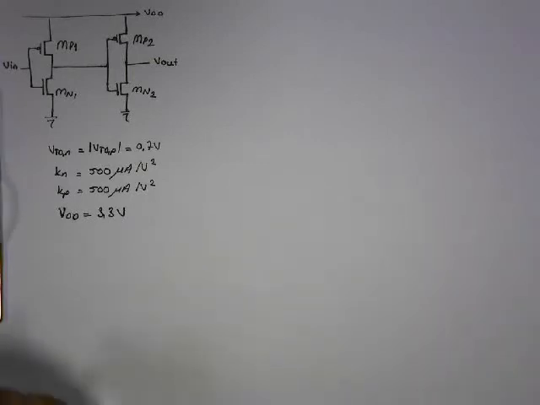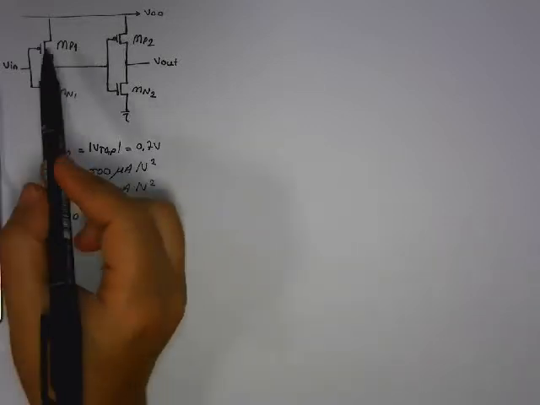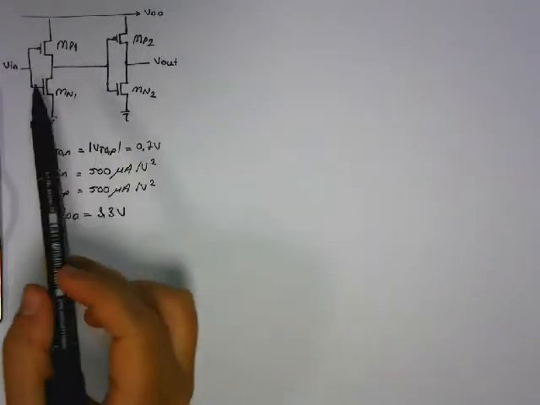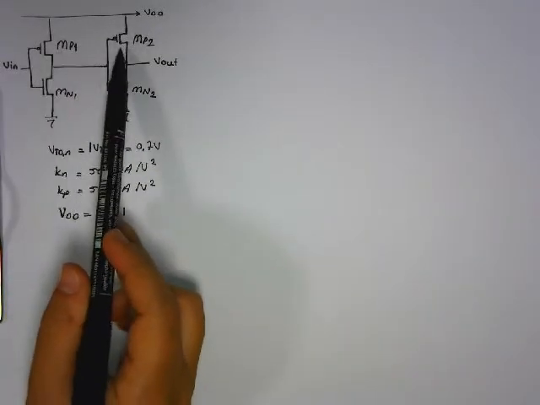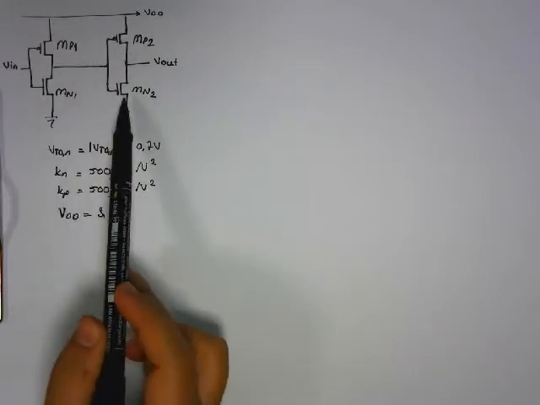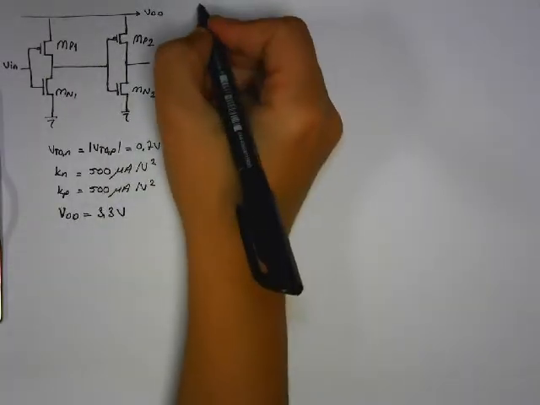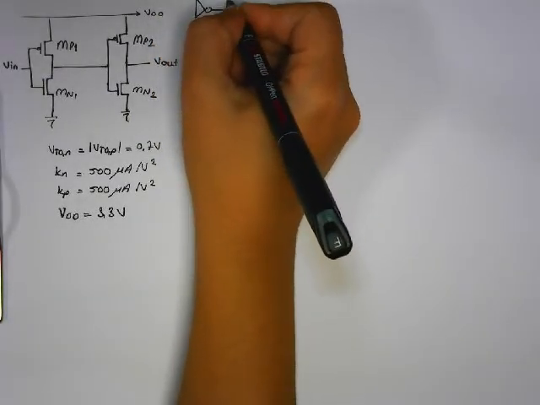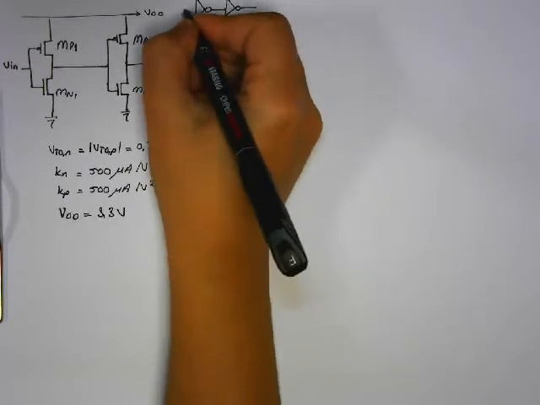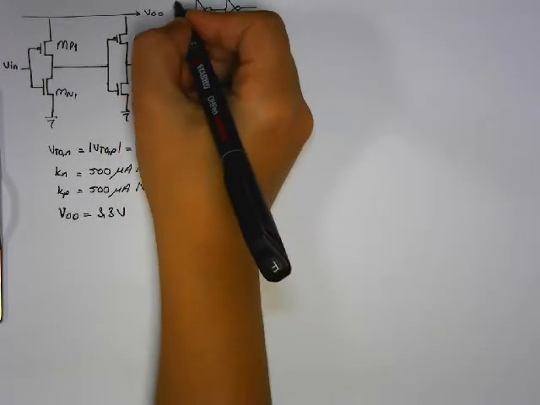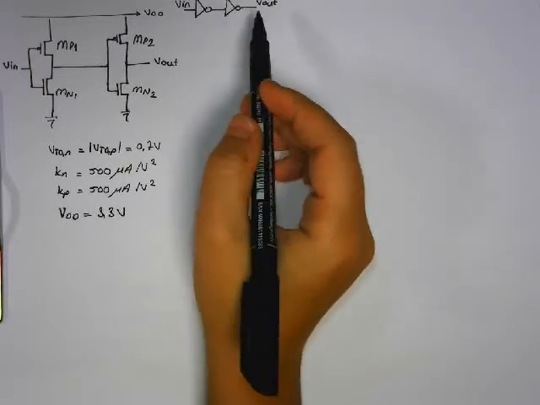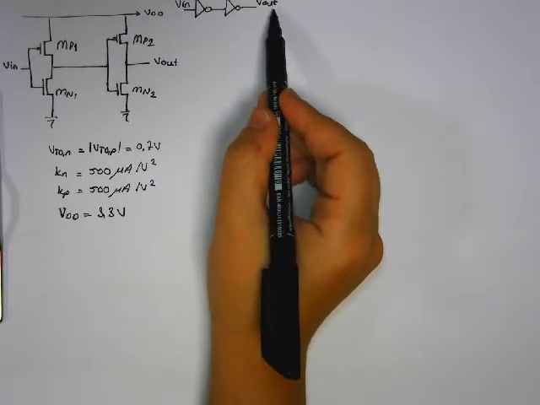Hello, in this video we will investigate two inverters cascaded. So here you see one and here you see the second one. In this example, the PMOSes are identical and NMOSes are identical. Here we have this connection. Two inverters are cascaded and we are looking at the value of V out.